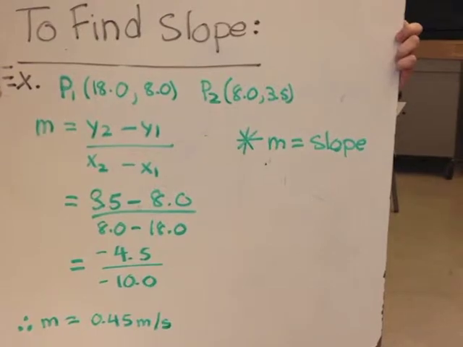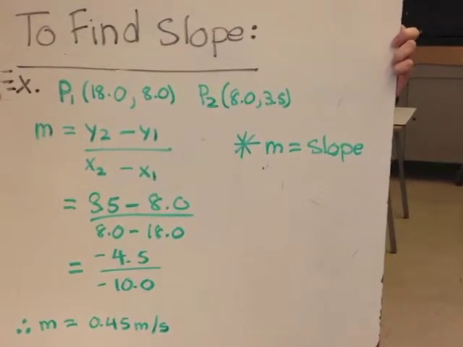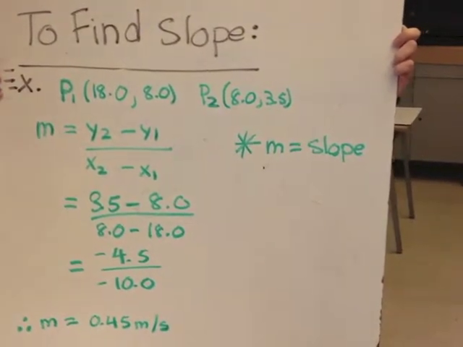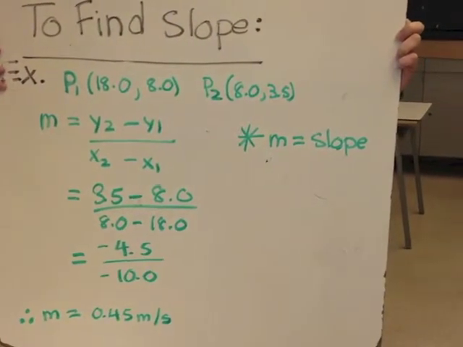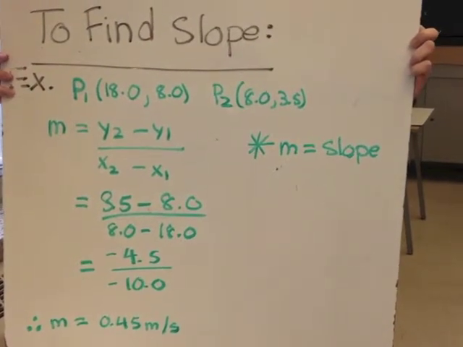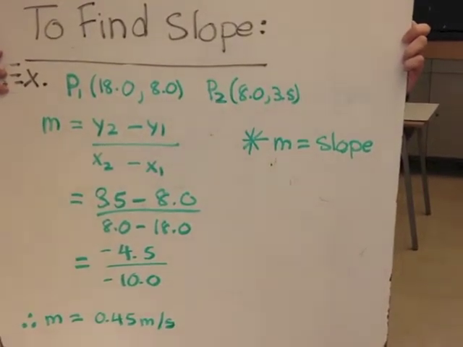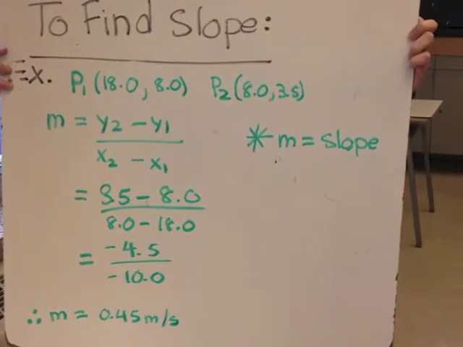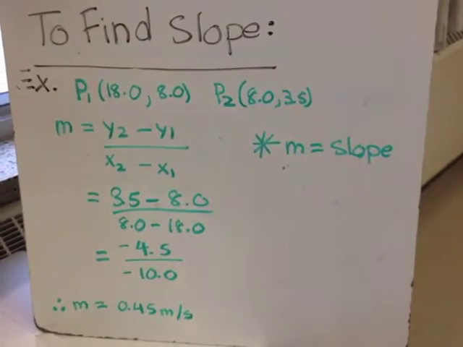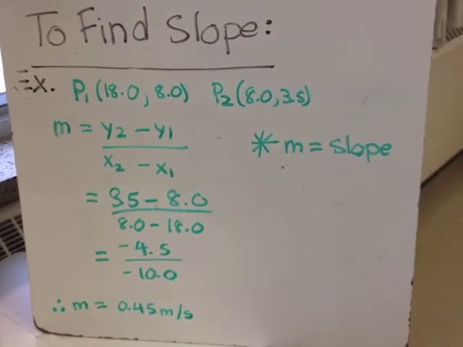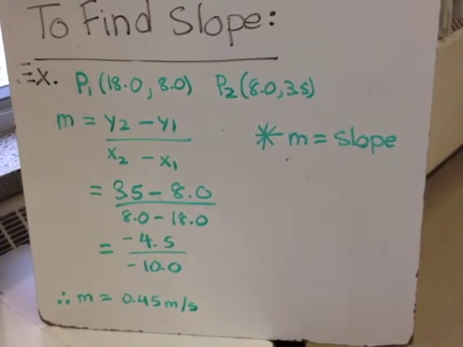To calculate the slope of the line of best fit, we can use the formula that the slope equals y2 minus y1 over x2 minus x1, which means that we have to use 2 points of the line. Here you can see we selected the points of (8.0, 3.5) and (18.0, 8.0), and we did 3.5 minus 8.0 and 8.0 minus 18.0, and then if you divide those, the slope will equal 0.45 meters per second. The slope is the speed because the equation for speed is distance over time. As you can see here, we're taking the meters from the y-axis and putting it over the seconds from the x-axis.